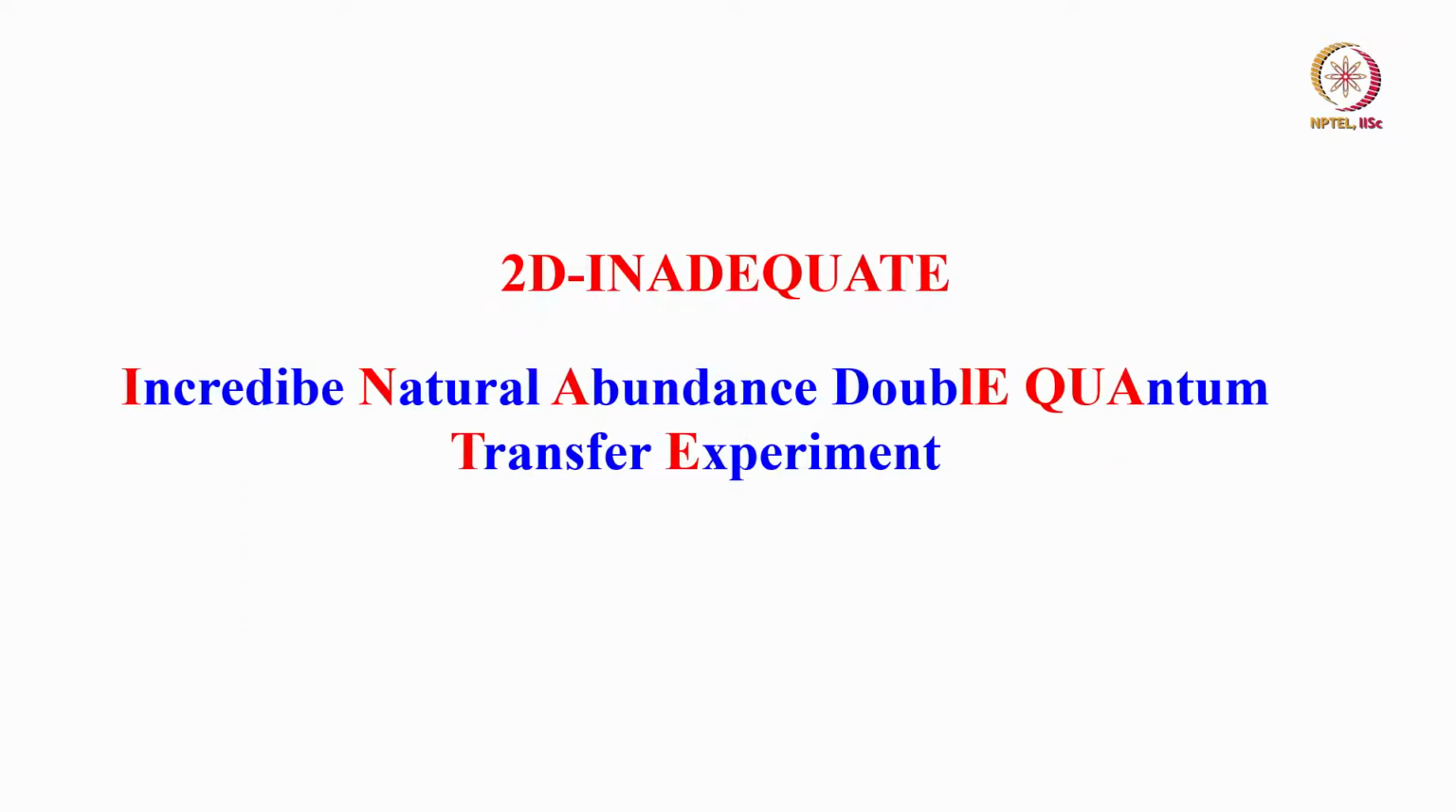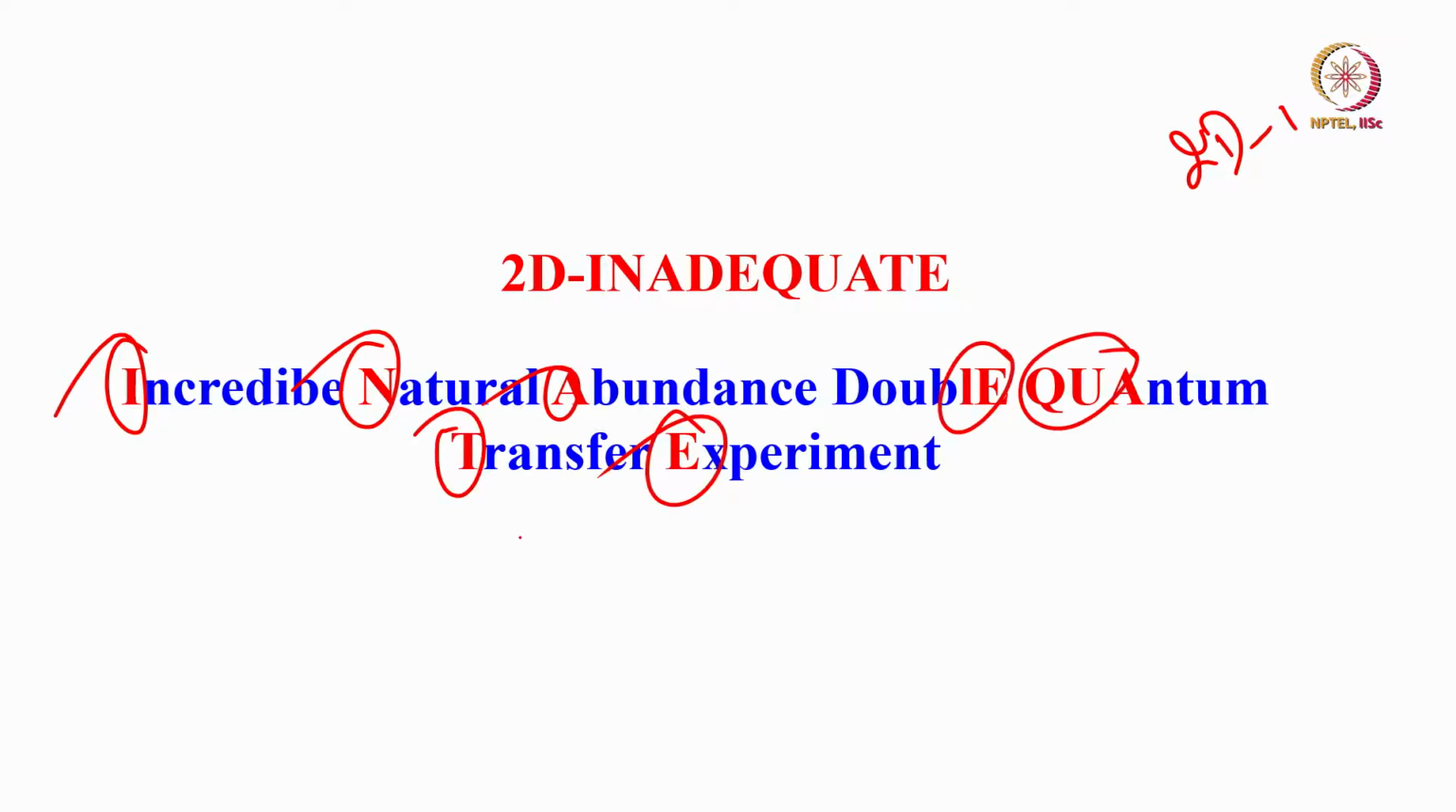So, with this we have come to the heteronuclear correlation experiment, but there is another very interesting experiment which I want to tell you. It is a very complex experiment. It is a very time consuming experiment. It is called 2-dimensional INADEQUATE. INADEQUATE stands for incredible natural abundance double quantum transfer experiment. It is called the 2D INADEQUATE experiment. Why do we use this? It is a correlation experiment, homonuclear correlation.